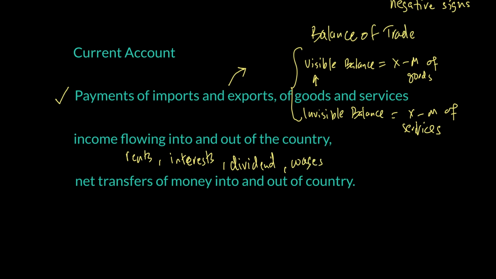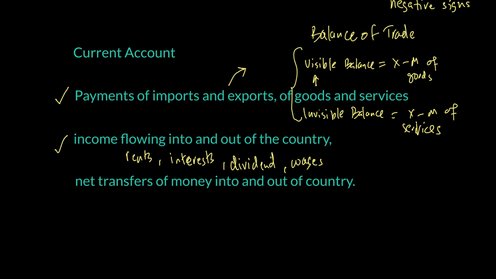So for example, if I own an apartment in the UK and I receive rent in Pakistan, that will be money flowing into the country. But if a UK resident owns an apartment in Pakistan and has rental income, that will go out, that will be income flowing out of the country. So that's how we have the second part of our current account that has income flowing into and out of the country. And the last part is simply what we call current transfers or net transfers.